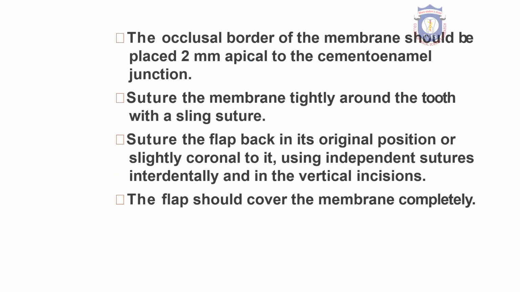Now, the occlusal border of the membrane should be placed 2 millimeter apical to the cemento-enamel junction, and the membrane is tightly wound around the tooth with a sling suture. Suture the flap back in its original position or slightly coronal to it using an independent suture interdentally and also in the vertical incisions. The flap should cover the membrane completely. That is, there should not be any exposure of the GTR membrane.